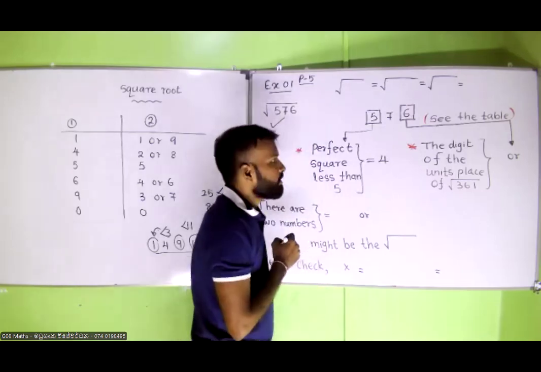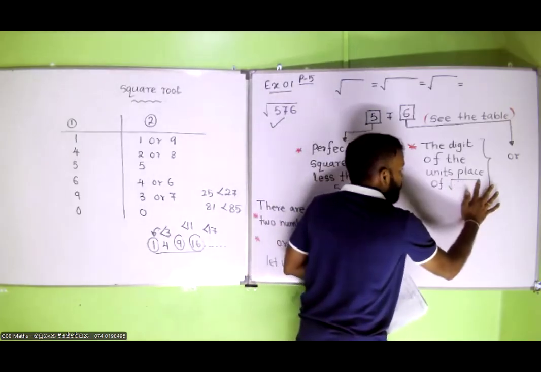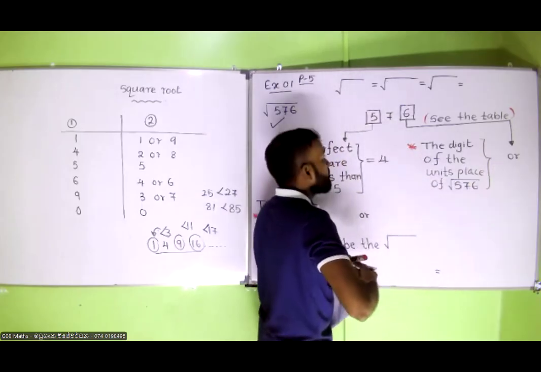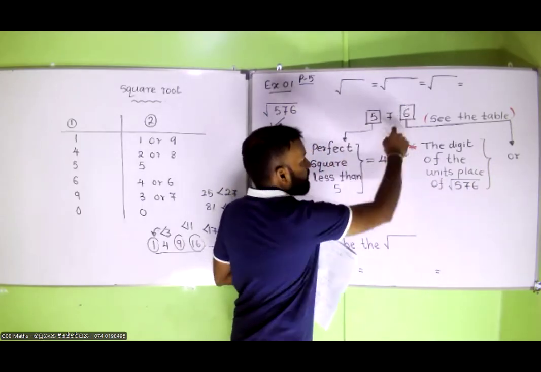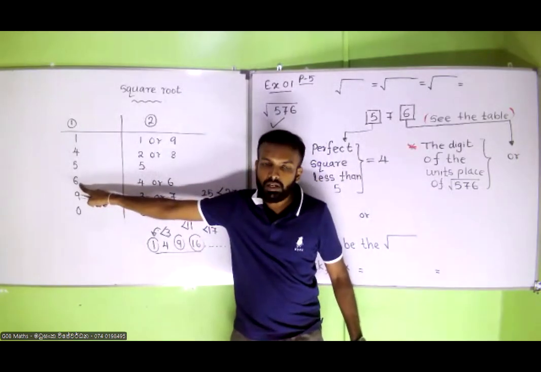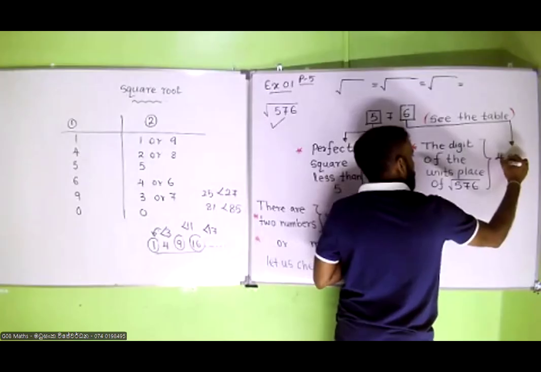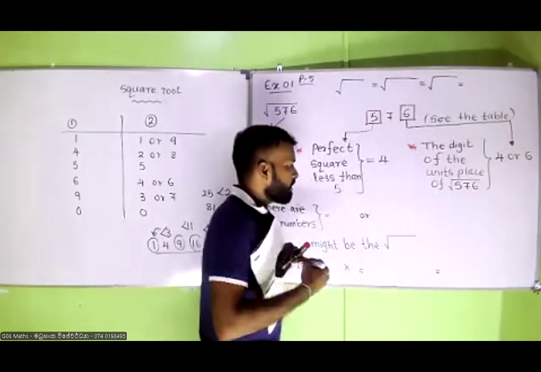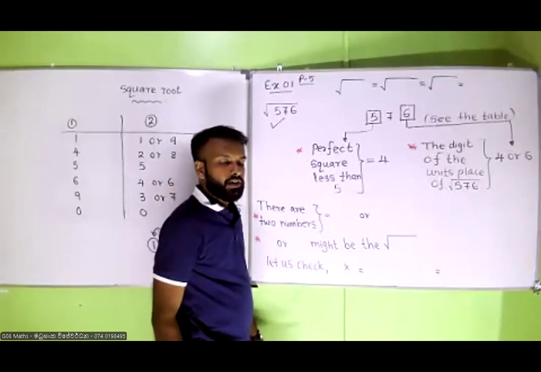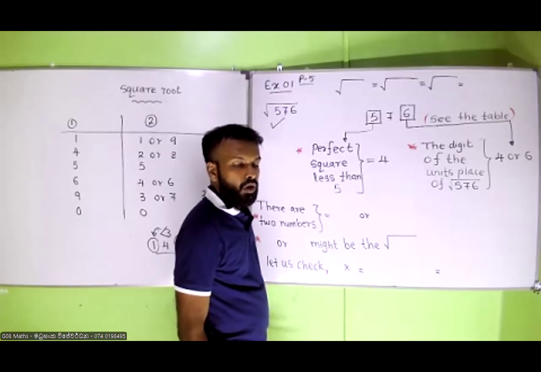It is 4. Then the digit in the units place of 576. Here we have 6. See the table. The related numbers are 4 or 6. Now, there can be two numbers. So, what are the two numbers? Can anyone tell me?